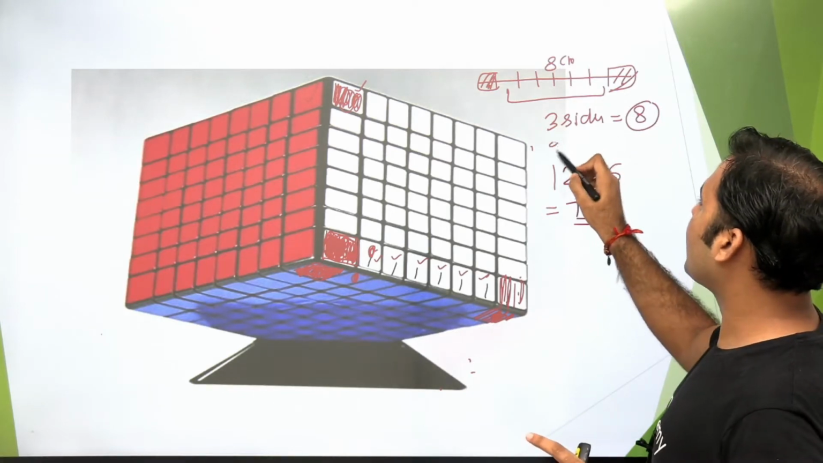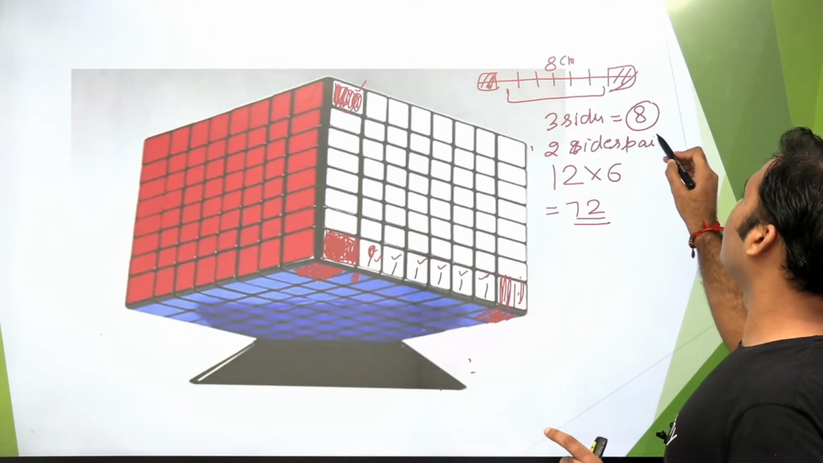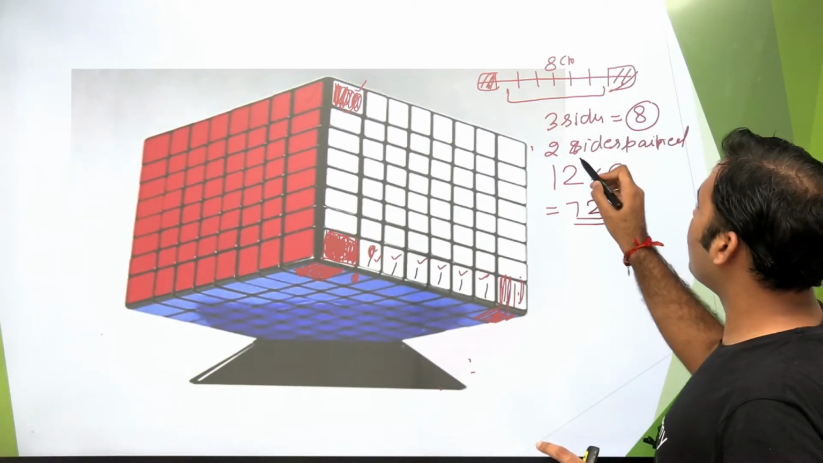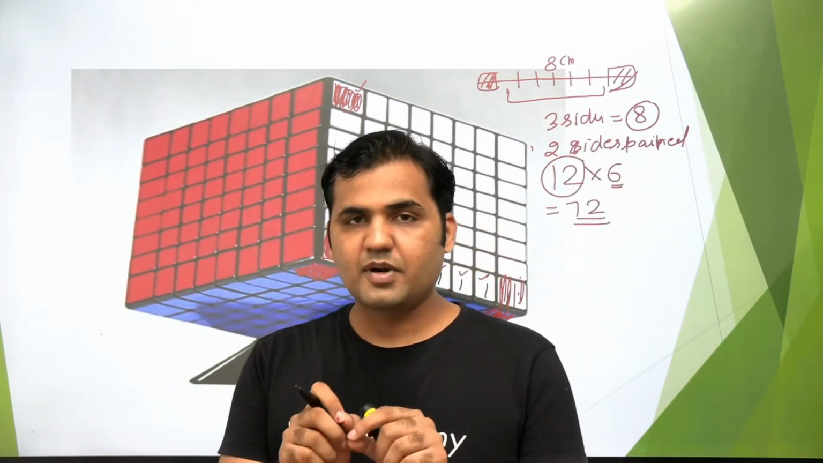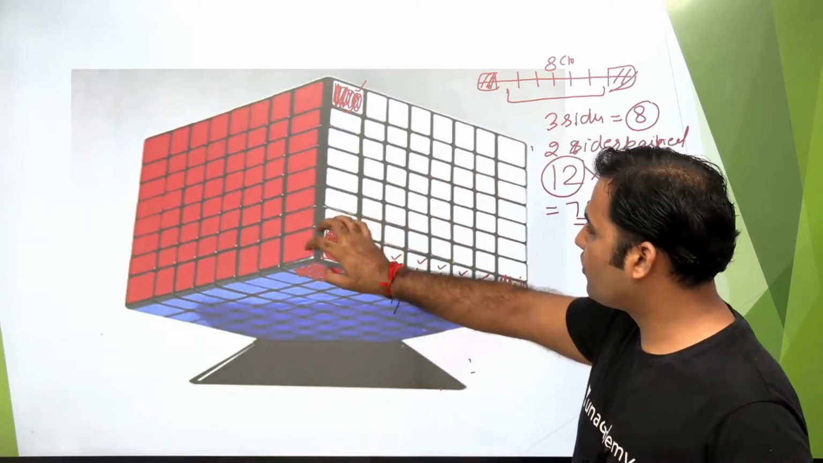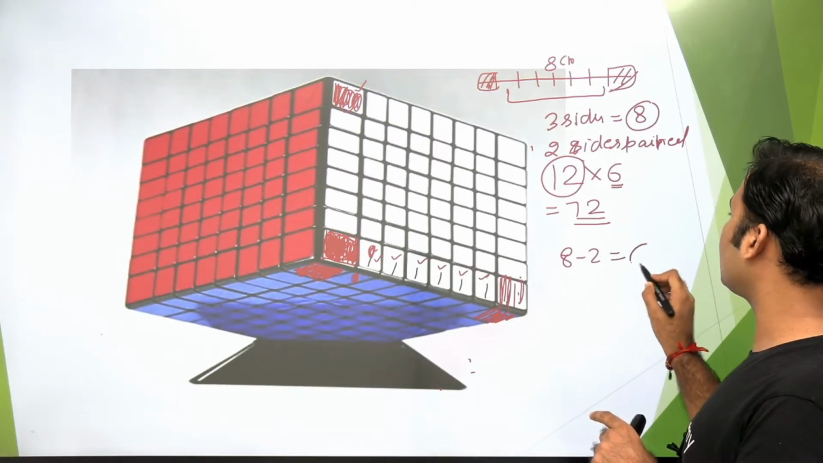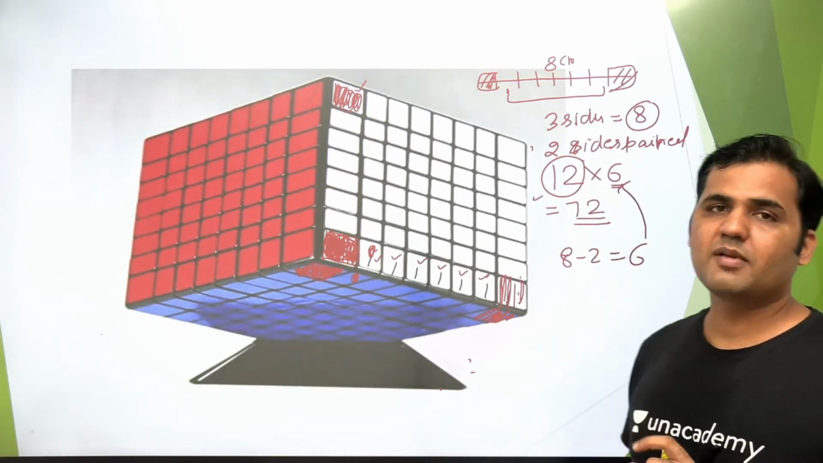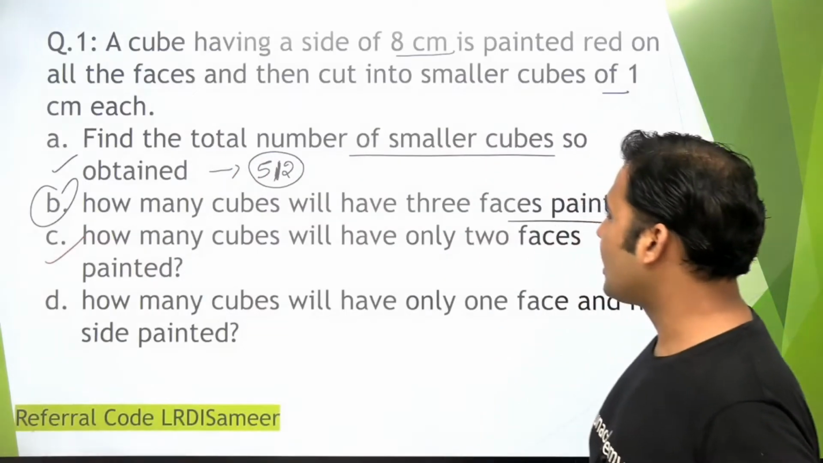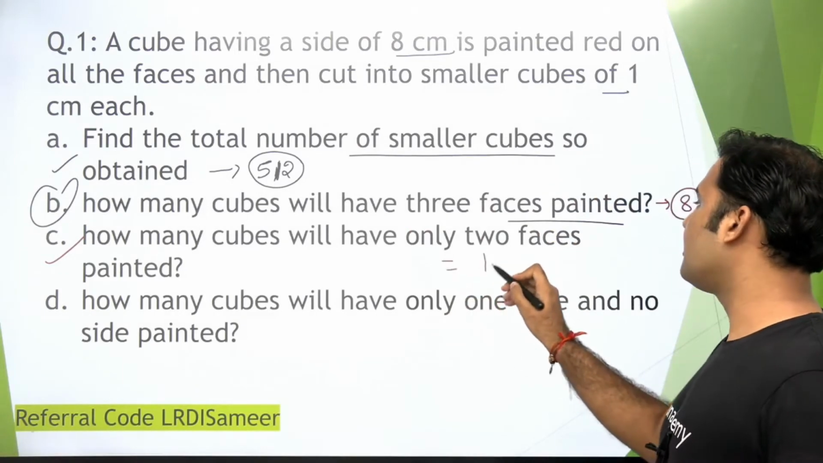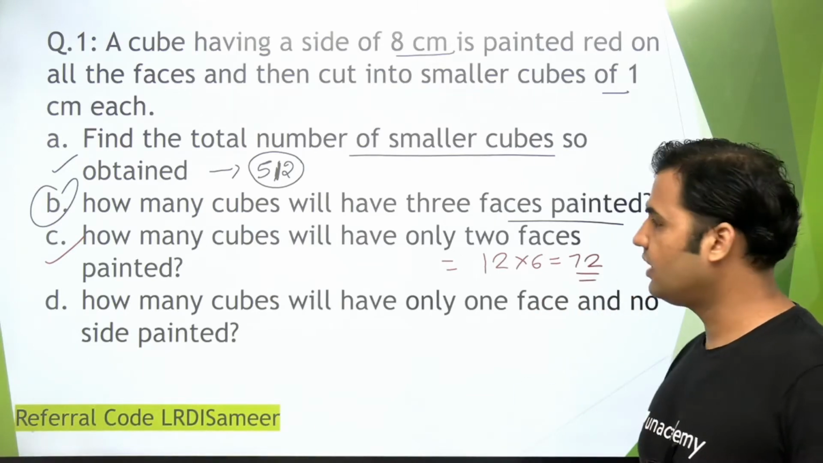2 साइड पेंटेड, अगर आपको 2 साइड पेंटेड का आंसर निकालना है, so that will be number of edges multiplied by the number of cubes on that particular edge, leaving the number of cubes which are at the corner. So एक edge के ऊपर 8 थे, कॉर्नर के 2 माइनस किए तो बचे 6 को टोटल नंबर ऑफ एजेस से मल्टीप्लाई किया, you will get the number of cubes which are having 2 side painted, right? So the number of cubes which will have 2 side painted will be 12 into 6, that is 72. Done?